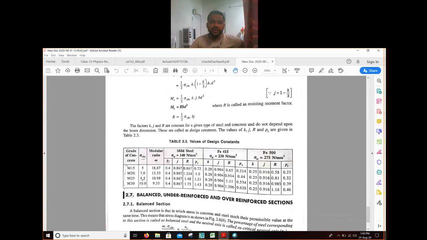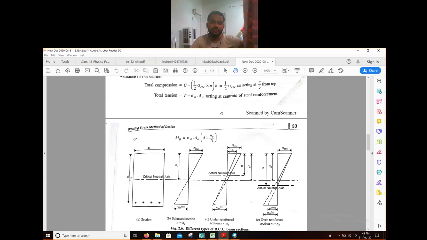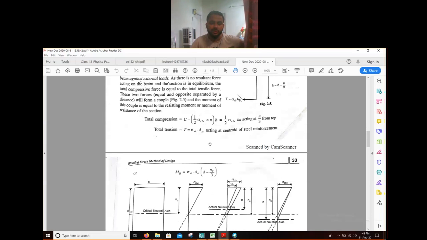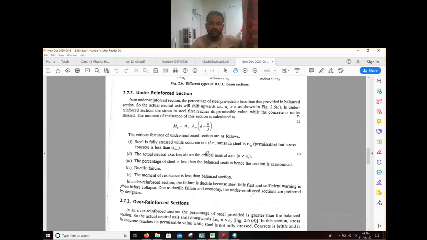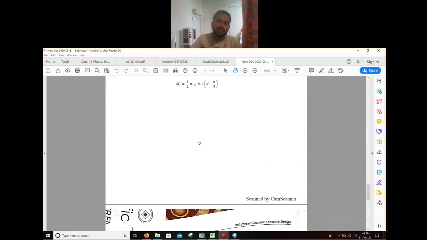Then you can find out k, then you can find out j. If you put the value of everything, sigma cbc, k, j, b, d square, you will find out the value of R. Then you can find out this pt also from the formula given before. No need to worry, I will share this PDF in your group after the class. You can go through it later on.